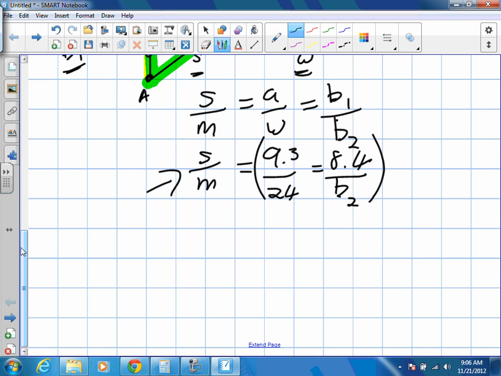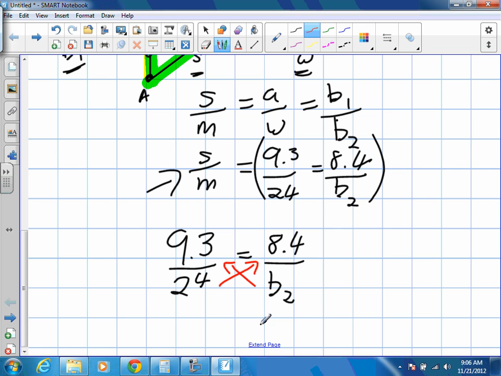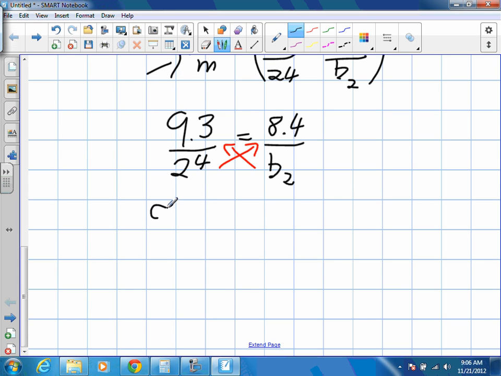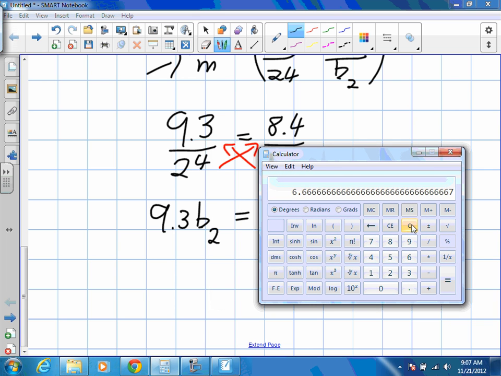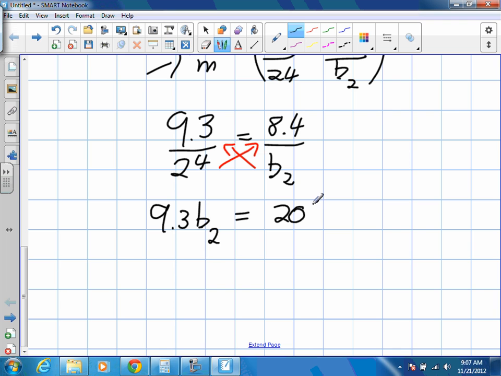Okay? So what would be a fast way, because the variable we're looking for is on the bottom of the fraction, what is a fast way to get rid of the fraction to get the variable on top? Good. We're going to cross multiply. So we cross multiply these two. I get 9.3 times B2 is equal to 24 times 8.4. So 8.4 times 24 is 201.6. Great.